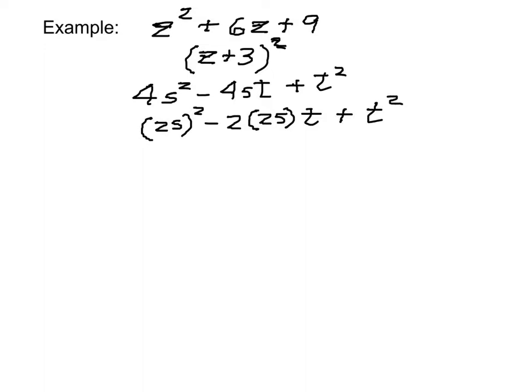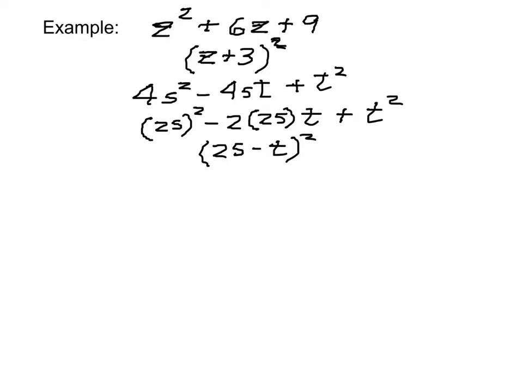And again, if you look at this carefully, you'll realize this is another perfect square trinomial. This is 2s minus t, quantity squared. Okay? And we'll do one more example here.